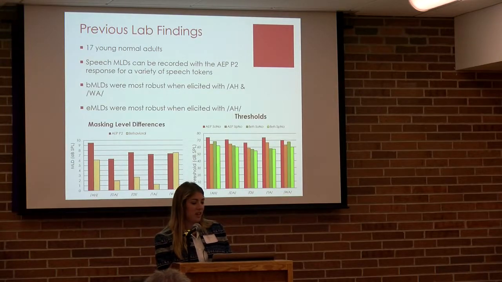So if you just look at these graphs of the masking level difference, the dark red is evoked potentials and the yellow is behavioral. And as you can see, there's a bigger MLD for the evoked potentials. And then the thresholds are broken up on the bottom between the speech tokens. The red and the orange are the evoked potentials, SONO and then SPINO. And then the green is the behavioral SONO and SPINO. And also, the thresholds are greater for the evoked potentials in the same condition. So the evoked potential SONO is greater than the behavioral SONO.